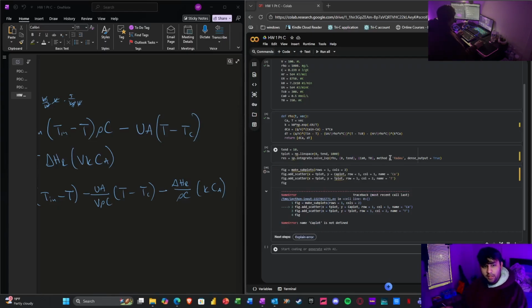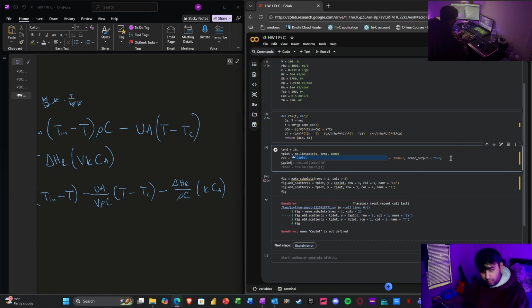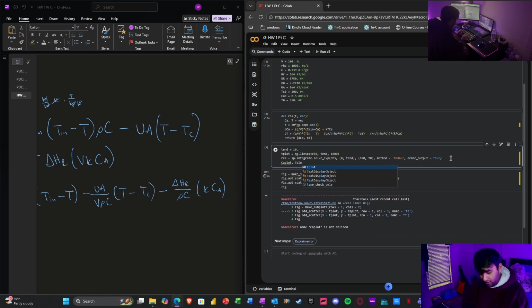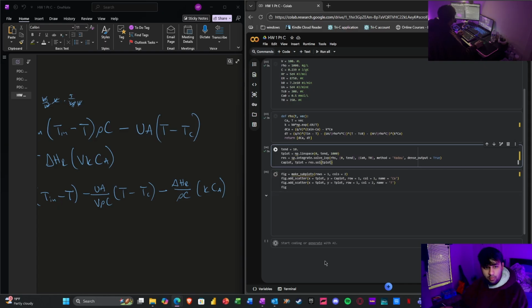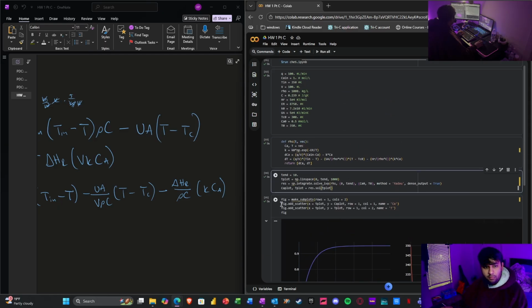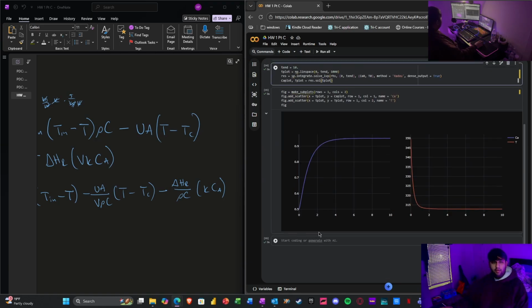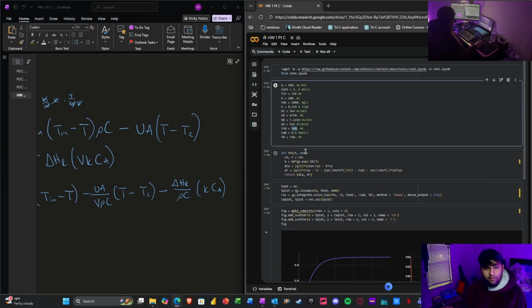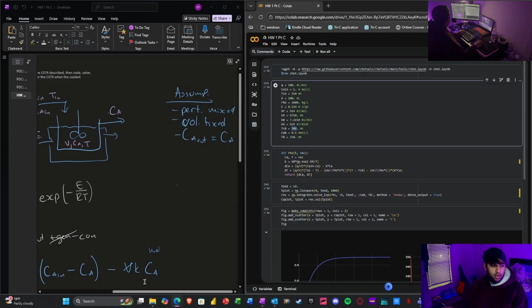Okay, I figured out the little issue. We forgot to do our res.sol, and t plot, res.sol of t plot, and I think this should, yes, there we go. All right, so this is our plot for 300 Kelvin.